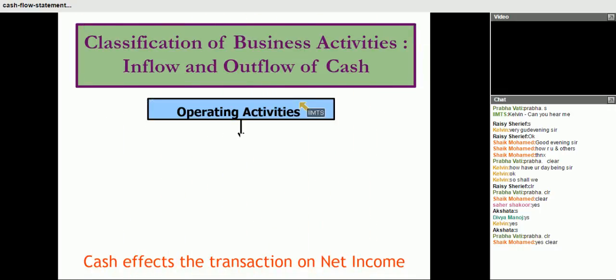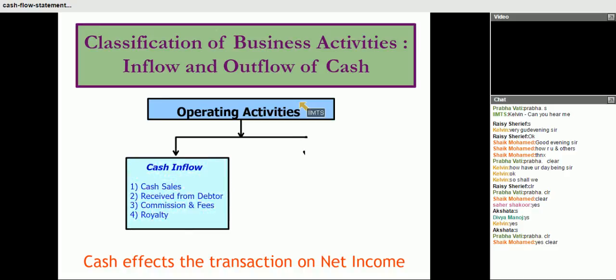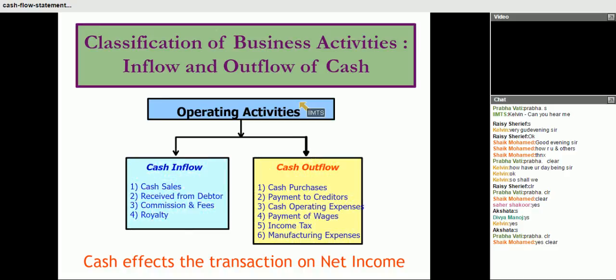Let's move to the next slide. Classification of business activities, inflow and outflow of cash. Now when you will be forming this cash flow statement, you have to be very careful of what to put in cash inflow and what are the information you have to put in cash outflow. Right. So in cash inflow comes cash sales received from debtor, commission and fees, and royalty.